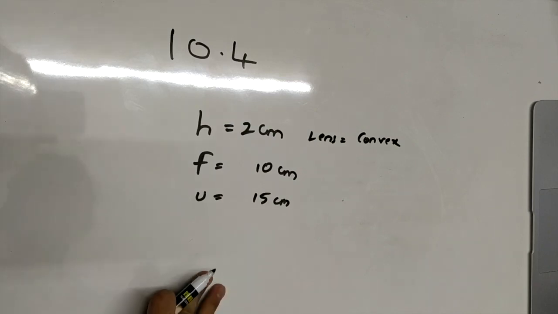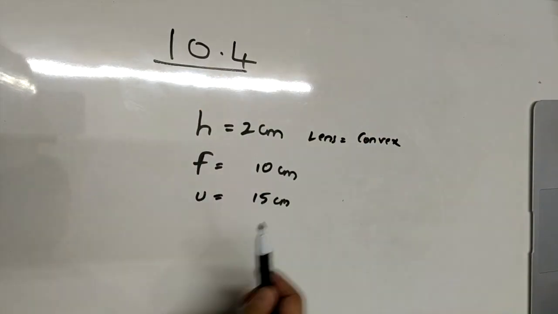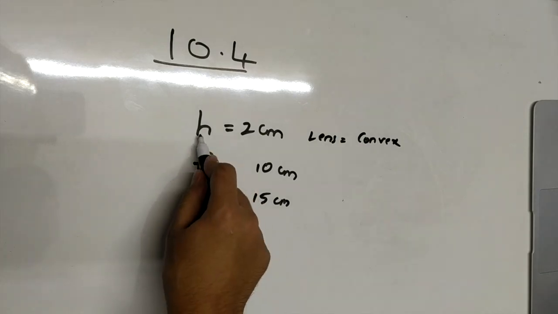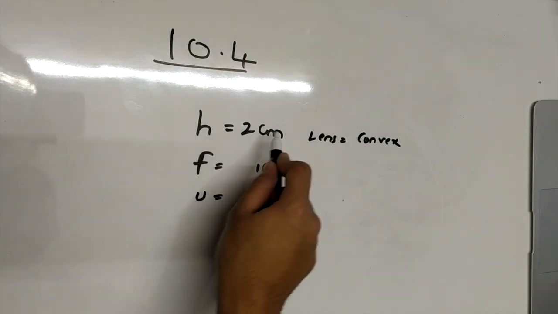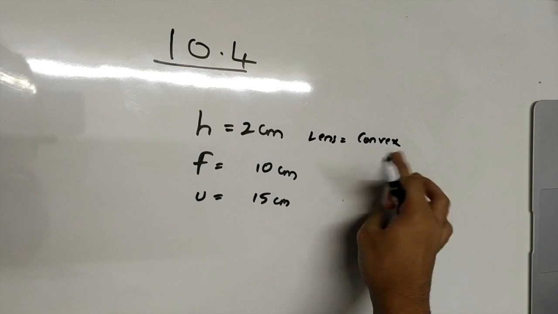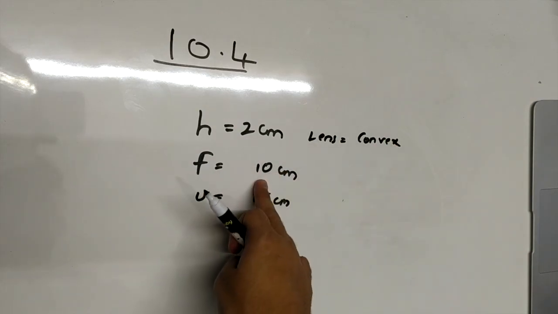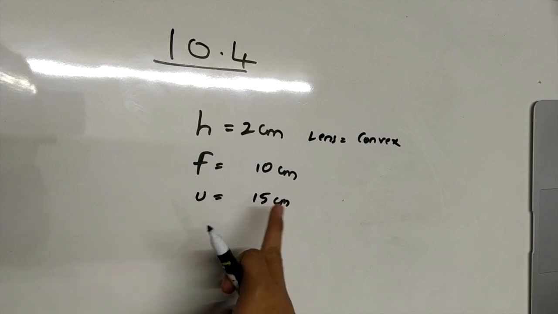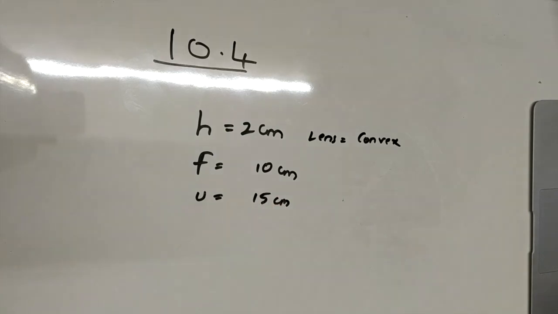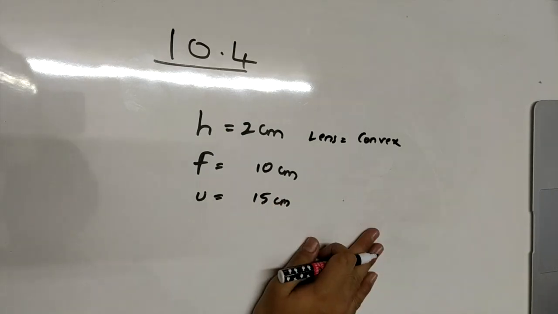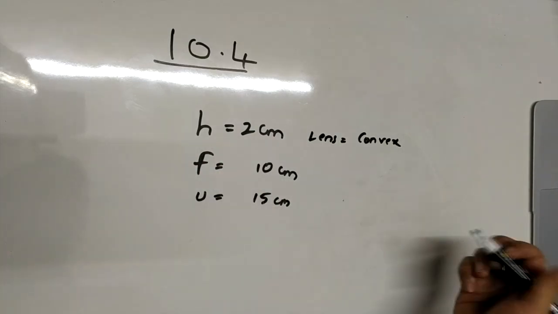Okay, let us look at example 10.4 now. They have given that object size is 2 centimeter, so H is 2 centimeter. The type of lens is convex. Focal length of the convex lens is 10 centimeters. U, that is distance of object from the lens, is 15 centimeter. Now let us draw the diagram and apply the sign convention.